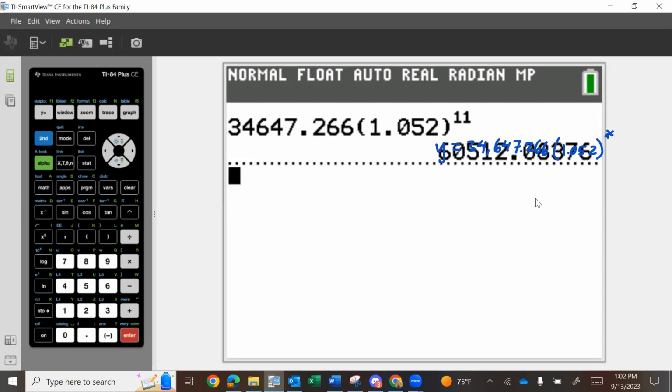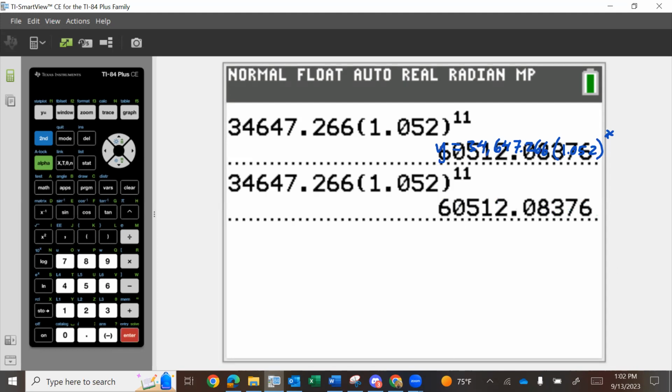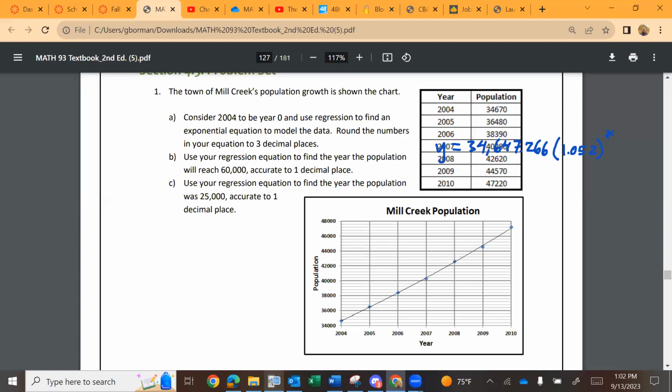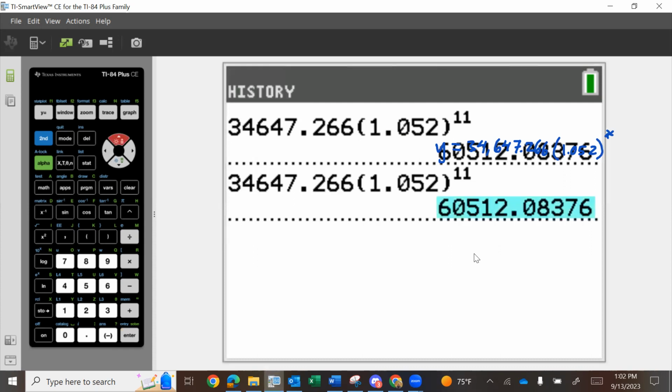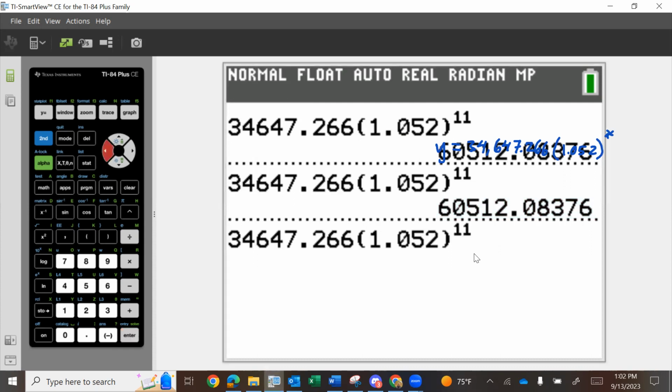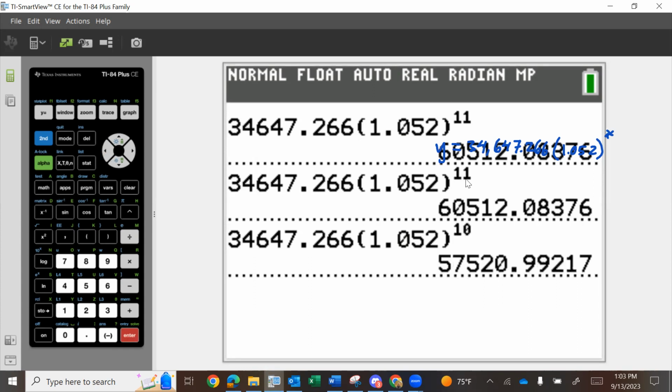And that's hard to read. We're looking for when the population hits 60,000. Oh my gosh, that was pretty close: 60,512. So apparently I overshot the mark a little. Let's see what happens if we go to year 10. That might be too low. Probably is. So about year 11 is going to be a really good estimate for us.